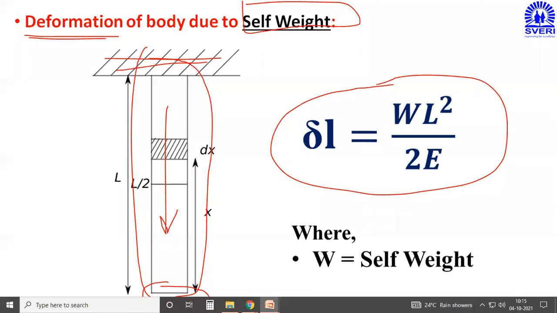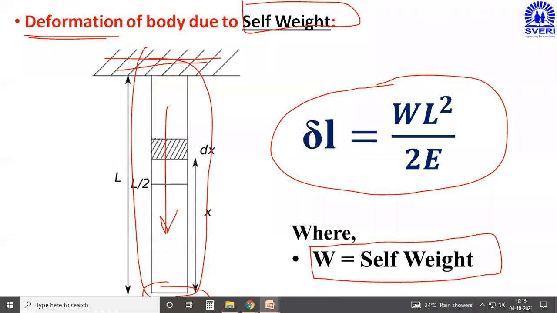Previous formula is there, deformation due to the external load, delta L is equal to PL upon AE. In that, capital P represents the external load applied on the rod. But here, the self weight of the body is acting in the downward direction, and due to that self weight, the deformation is taking place, and it is equal to delta L is equal to WL square upon 2E. And in that, this W represents the self weight of the rod or body which is applied in the downward direction.